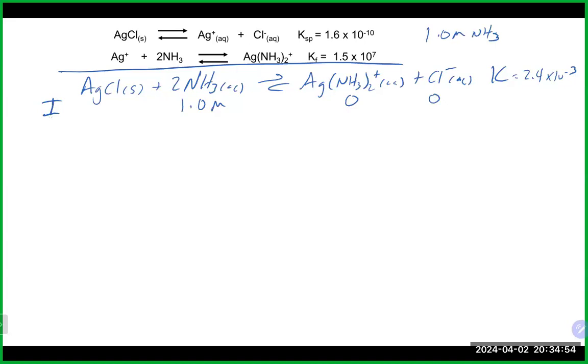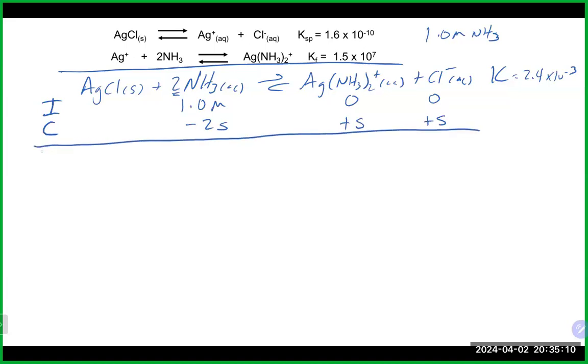We're then going to do our change, which is going to be minus 2s, right? Because of the coefficient in front of the ammonia, and it is on the left-hand side. This is going to be plus s and plus s in this case. That means that when we reach equilibrium here, we will have 1.0 minus 2s, and then s and s in this case. Any questions on the ICE table? It is essentially like a KSP table, except in this case we actually got somebody on the left-hand side here because we combined a couple of reactions together.